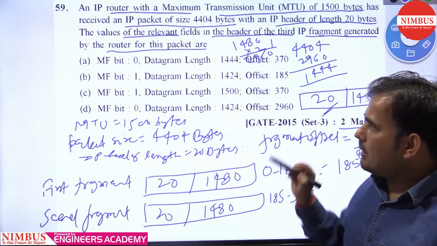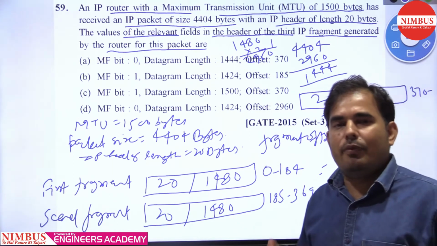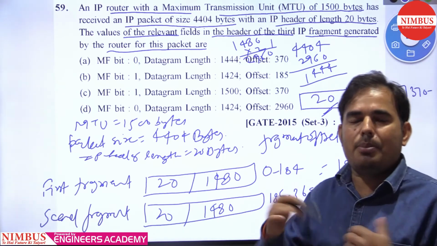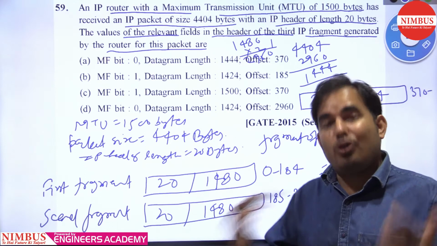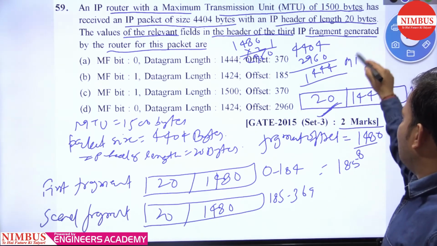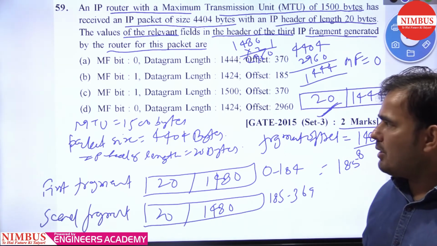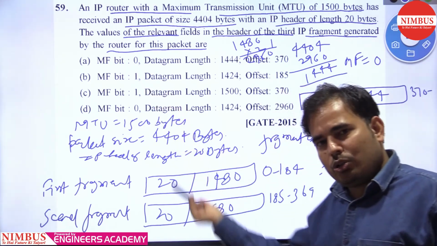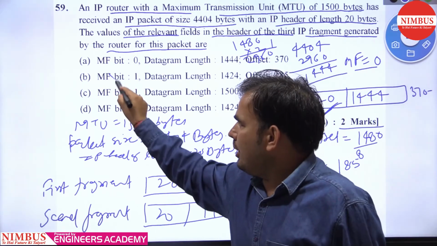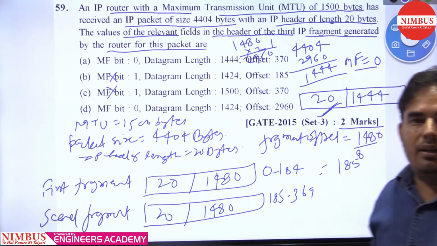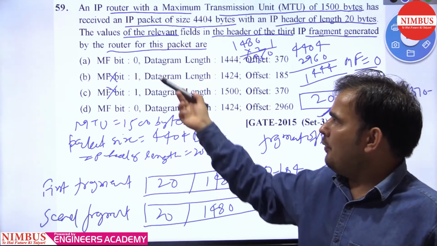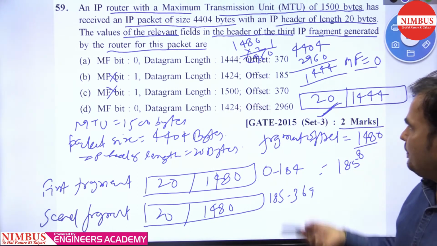So what is the MF bit? When the MF bit is 0, no more fragmentation is required. When the MF bit is 1, the router understands that more fragments follow. So this is the last fragment, meaning the MF bit is 0. If you go through the options, options B and C are eliminated. The remaining options are A and D, in which the MF bit is 0.